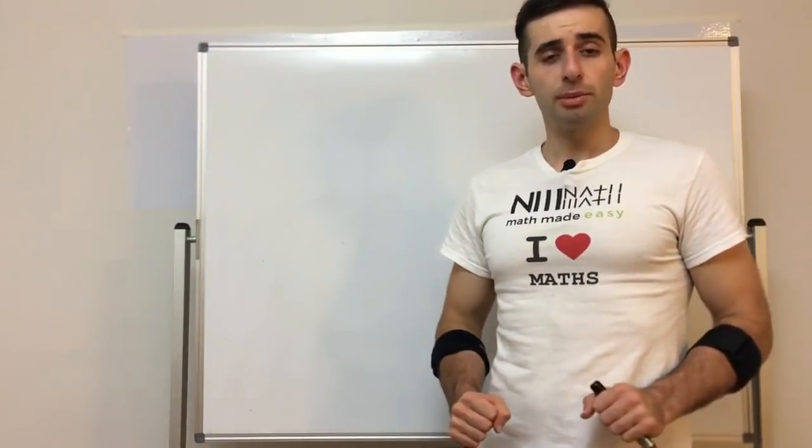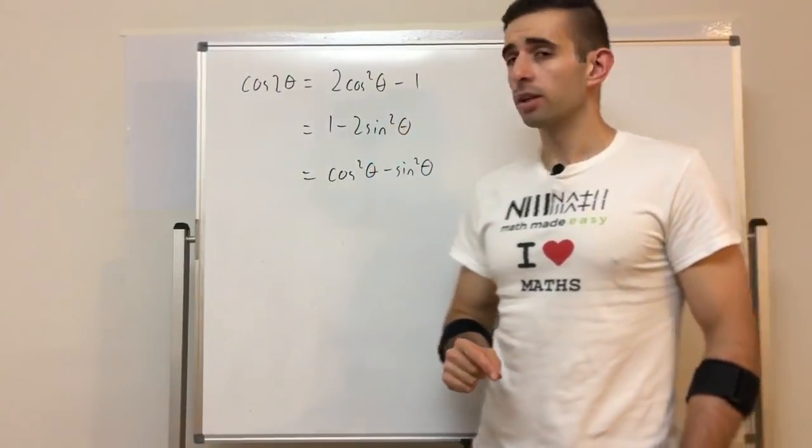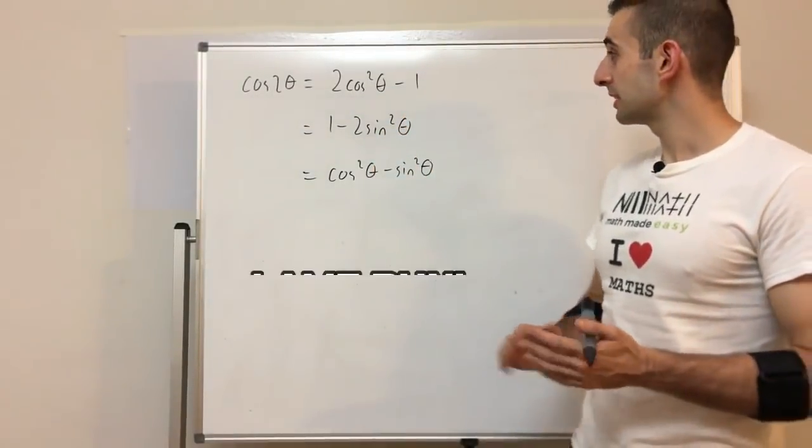So there are 3 cos double angle identities, and what are they? Whoa, how did I get there? I'm just a math magician these days.